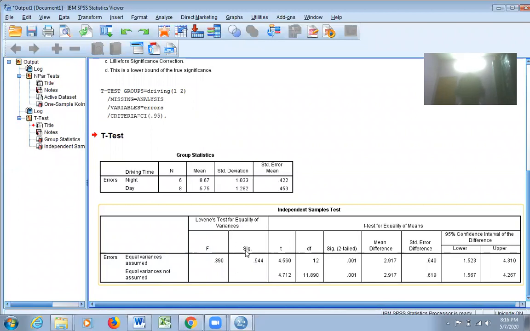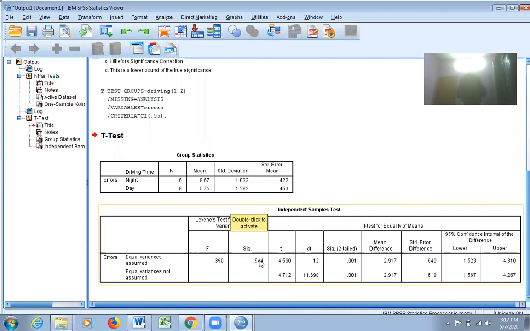You can check here, the SIG value is more than 0.05. If it is more than 0.05, it is assumed that equal variances are there. There is an equal variance. So the equal variance assumption is met. If it is so, you have to look at the answer given in the first row here. Suppose the SIG value is less than 0.05, then it means that equal variance is not assumed. Then you have to look for the answer in the second row. This is what the whole thing is.